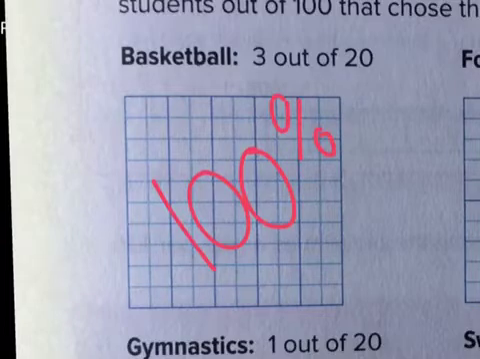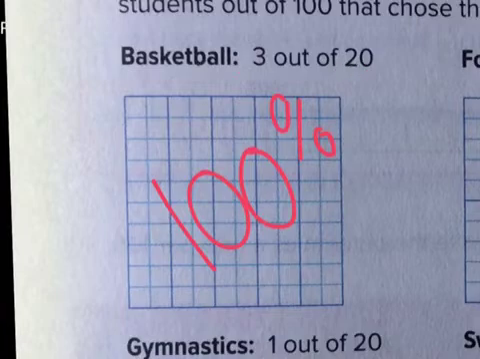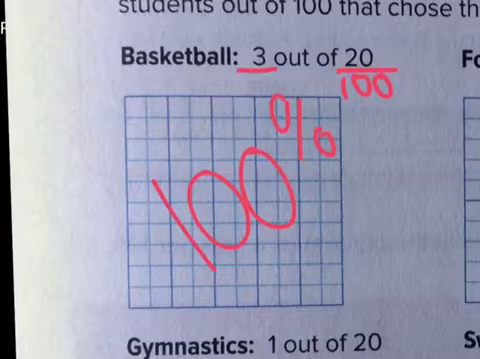Now, we're being asked to shade 3 out of 20. Now, instead of being out of 100, it's going to be more like this, boys and girls. It's going to be like the equivalent fraction. This will be the 100 at the bottom, okay, and this will be the 3. So, what do I do here?